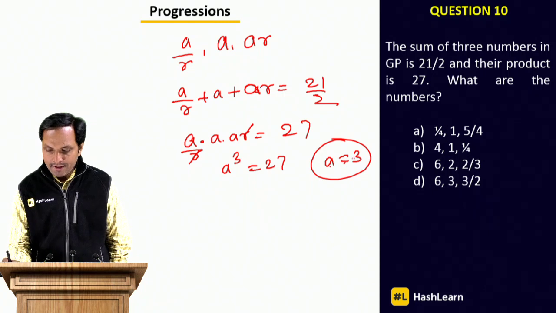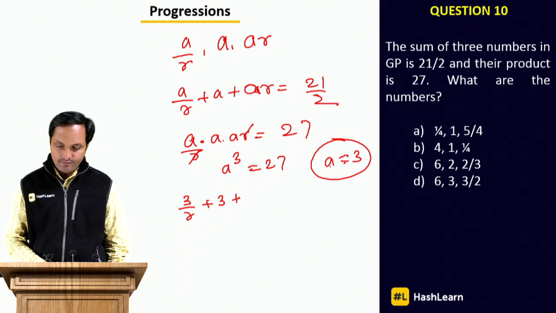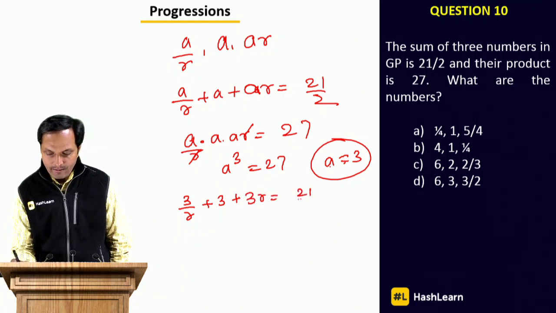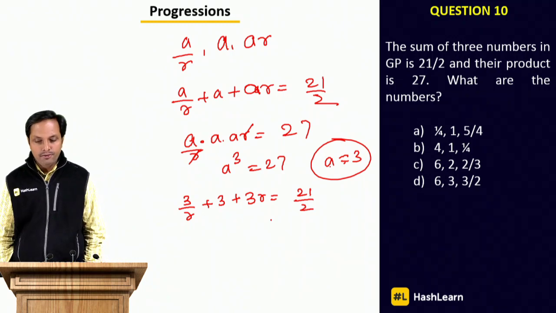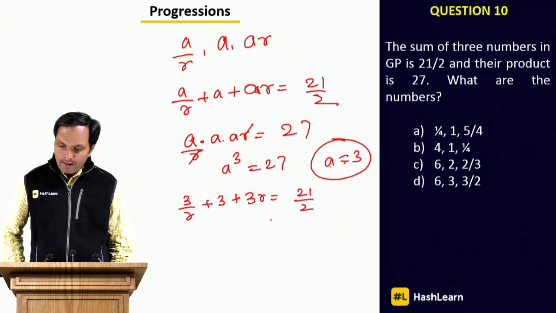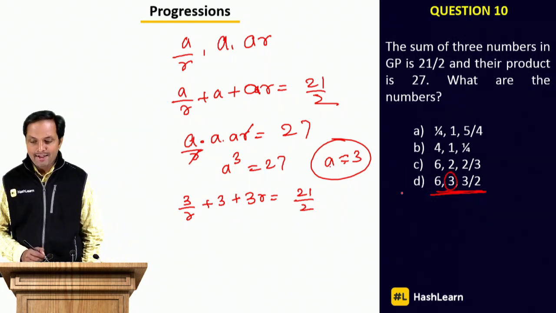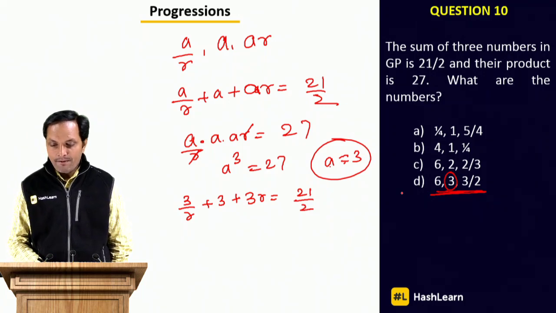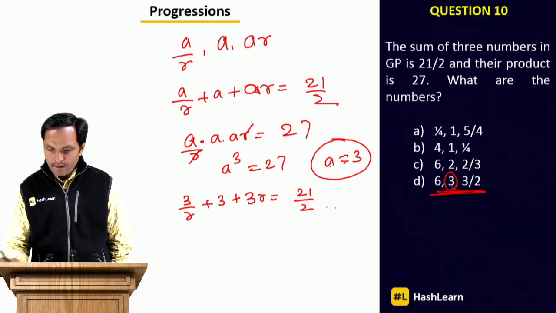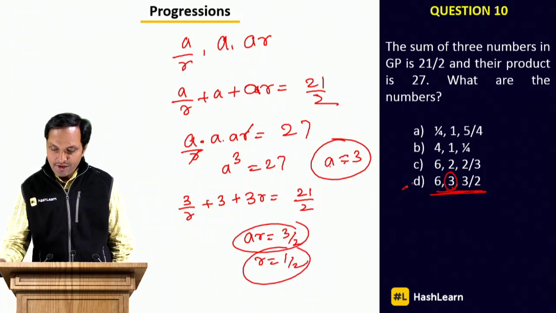So when you put a is equal to 3 here, it will become 3 by r plus 3 plus 3r is equal to 21 by 2. So what you need to do, you need to do the simplification. You can see 3 is here, so you can take that 3 here. If you simplify, ar is equal to 3 by 2, means what will be r? R will be 1 by 2. You know that matches, option D matches.